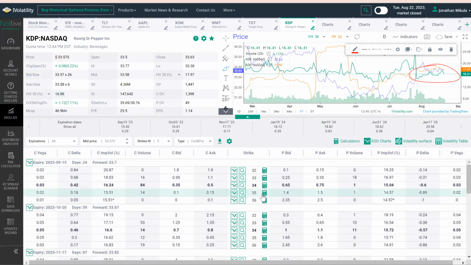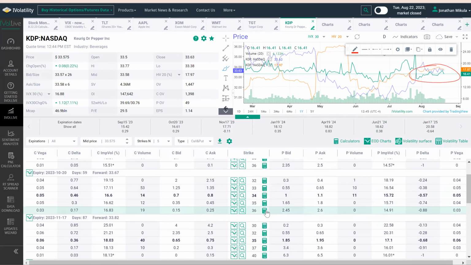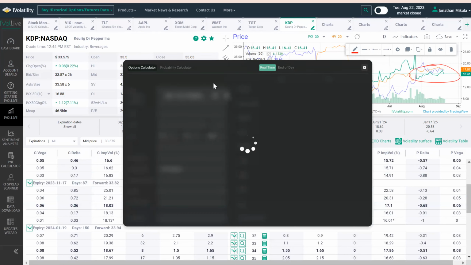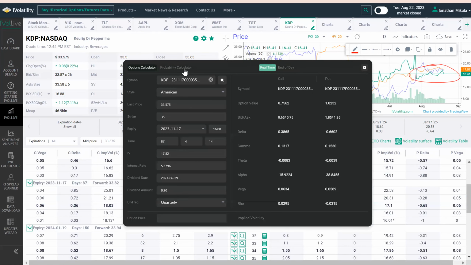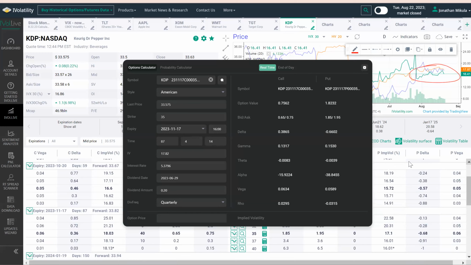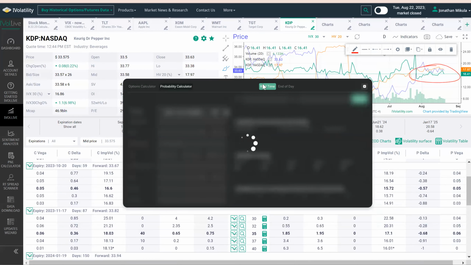So then I'd come here and say, well, how much time do I want to buy for this breakout to develop? And I could come out, maybe here to November, and I could look at our probability calculator, and I could say, all right, I know some kind of move is going to happen with Keurig Dr. Pepper. I'm giving it to November for that to happen.